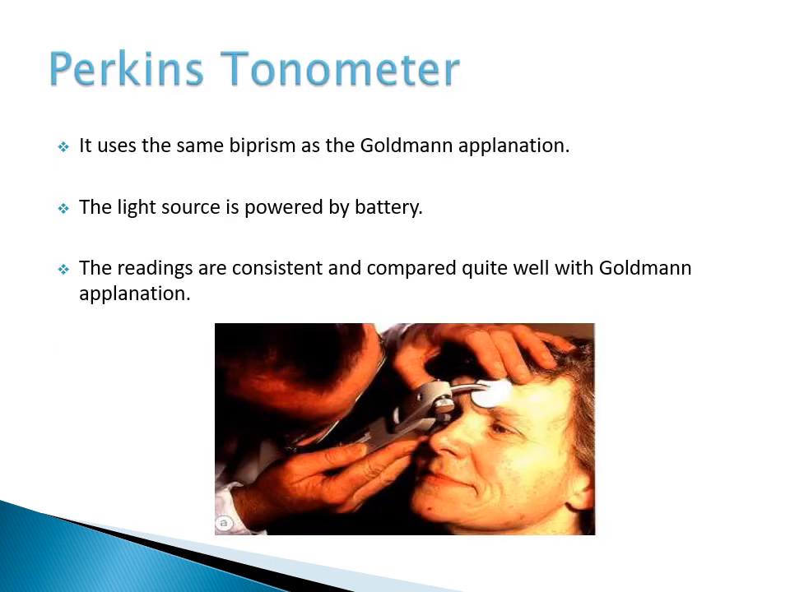Now coming to the Perkins tonometer. The principle is the same as that of the Goldmann applanation tonometer. The same biprism is used in the Perkins tonometer also. The difference is that the light source is powered by a battery. So the readings are consistent and compare quite well with the Goldmann applanation tonometer.